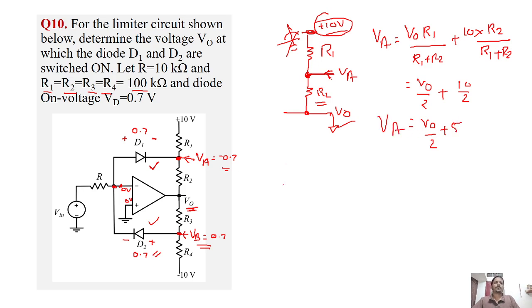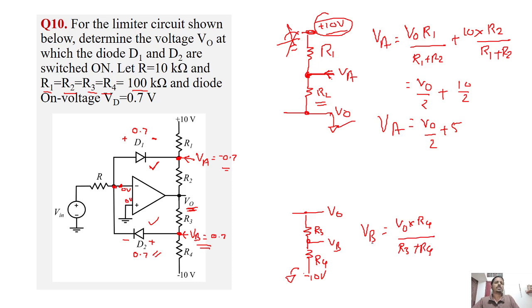Okay. So similarly, we can find the voltage VB. We'll find the voltage VB due to V0 and minus 10 volt, right? Minus 10 volt. So this is R3 and this is R4. So again, we will apply the superposition theorem. When applying it, we can find VB individually. So VB due to V0: we'll ground this terminal, which means VB equals V0 into R4 by R3 plus R4.